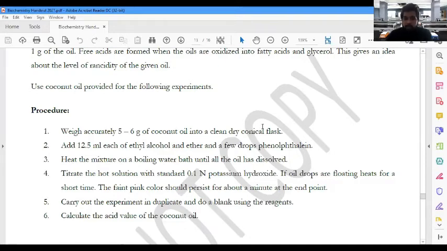Then what do you think? Can we use an open flame to heat the content? What do you think?